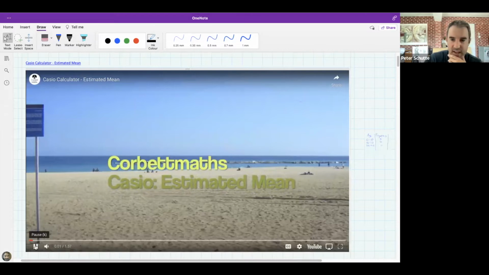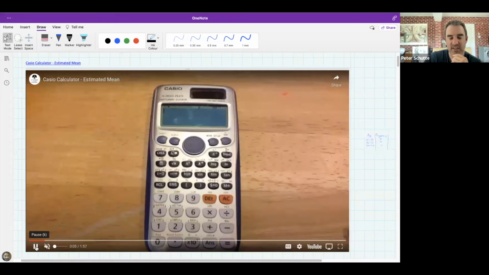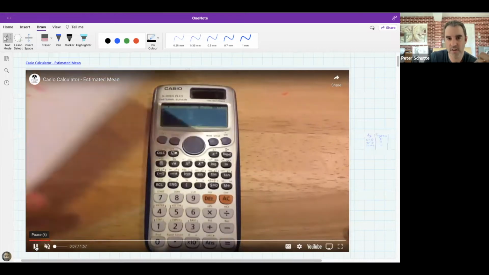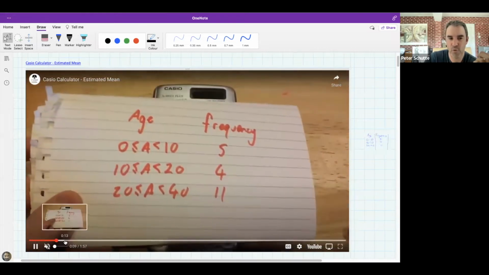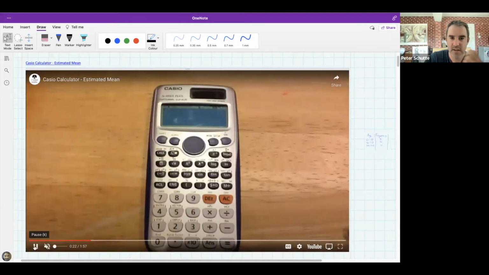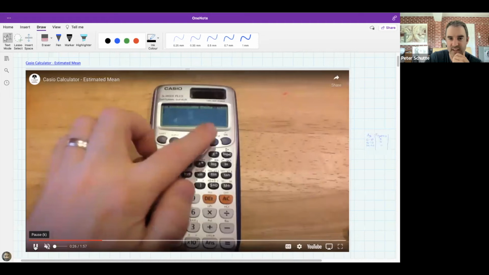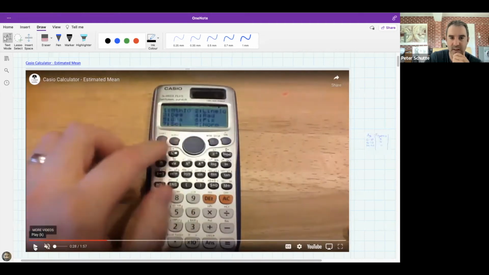So as we look at this video, the first thing he does is he shows us how to turn on the extra frequency column for this data set. Okay, so let's just see the key steps that he did. So he went to shift, and then he hit setup. And then once he was at setup, he hit the down arrow.